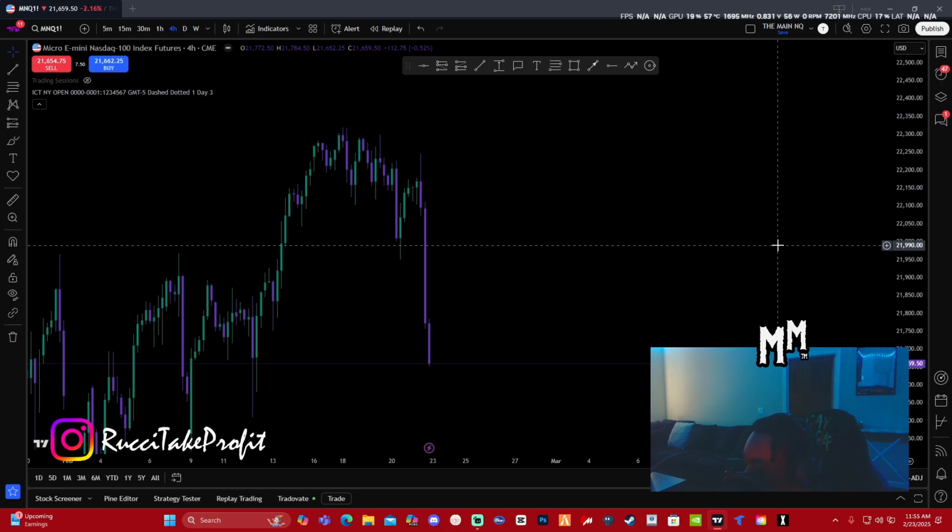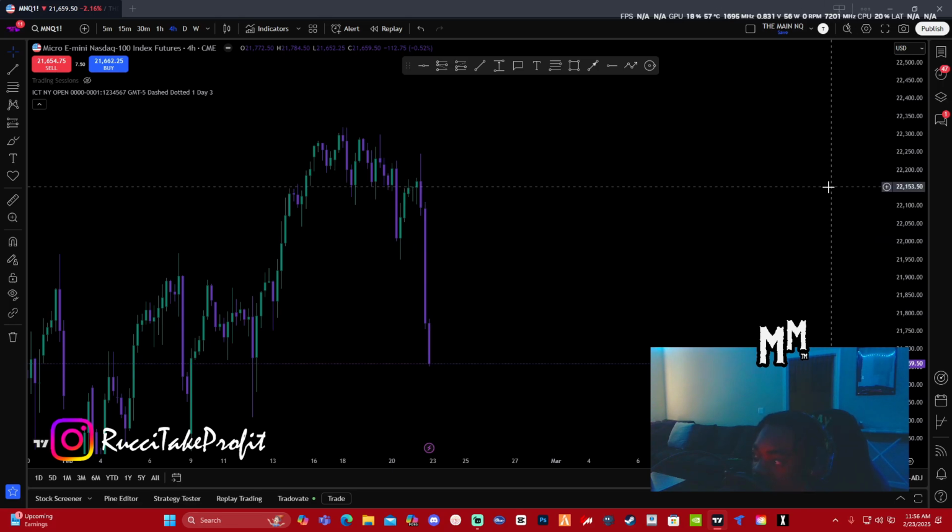But of course, you can't always use one thing to make sure that your bias is correct. You need to add other confluences. But I'm gonna just show a quick example real quick. And if I find more, I'll show more.